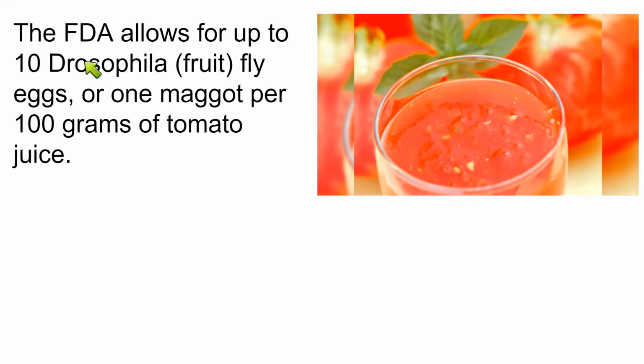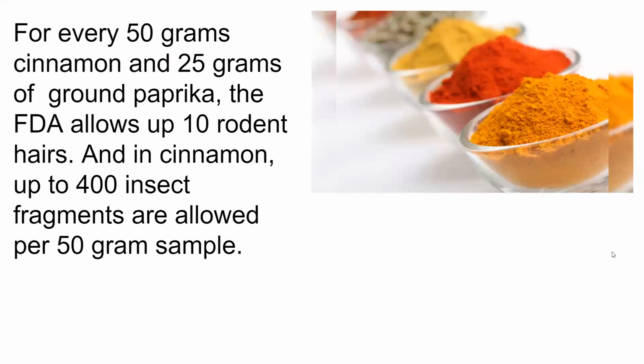The FDA actually regulates allowed substances in our food. And so if you go and you buy tomato juice to make some kind of sauce or whatever, the FDA actually allows for up to 10 fly eggs or 1 maggot per 100 grams. And that is totally passable as allowed.